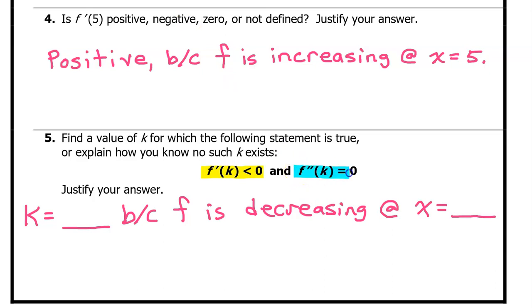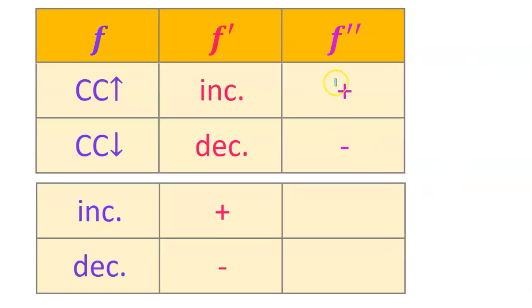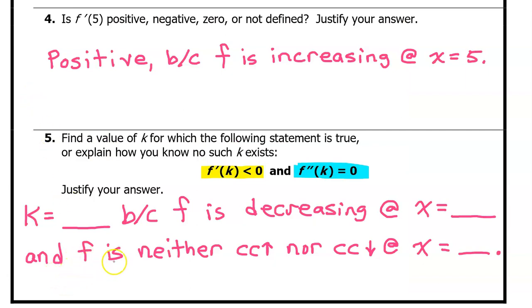Now, the other piece of information is that f double prime is equal to 0. So that means that f double prime is neither positive nor negative. So that means that function f is neither concave up nor concave down. So we will add, and f is neither concave up nor concave down at x equals blank. So now we just need to look back at the graph and hunt for an x value where f is decreasing while neither concave up nor concave down.